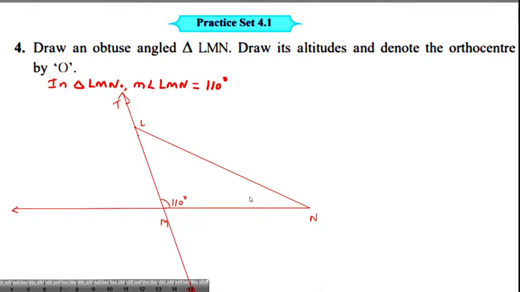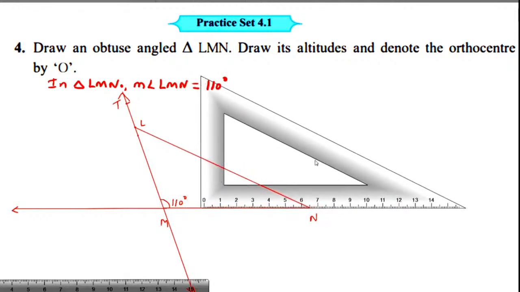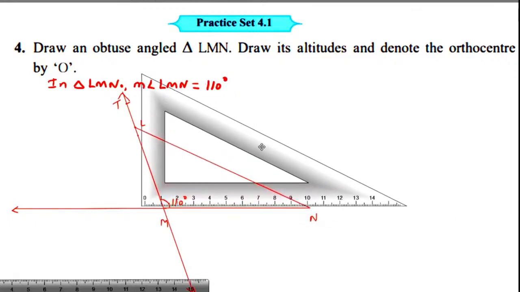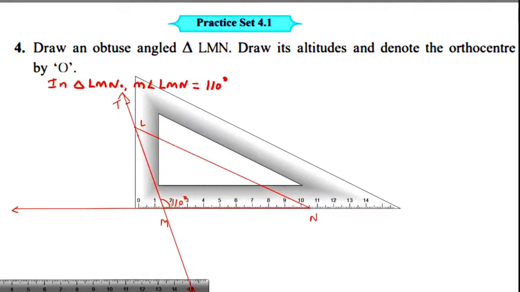The second part of this question is draw the altitude and denote the orthocenter by O. So using set square we draw the altitude. Altitude means perpendicular drawn from vertex of a triangle to its opposite side. Here first we draw the altitude from vertex L to opposite side MN. Put the set square as shown here, one side of the set square on side MN and other side on the vertex L. Draw the altitude from the vertex L to opposite side MN and extend.